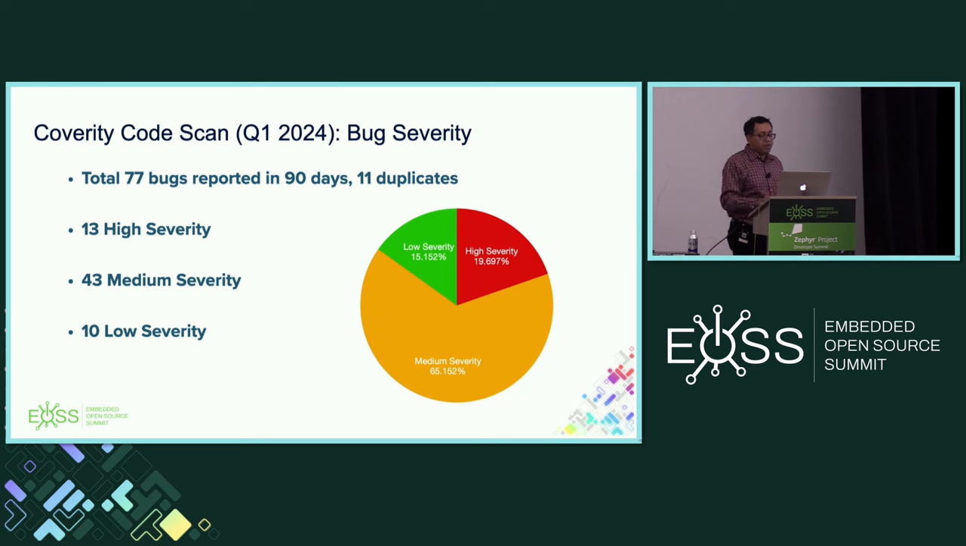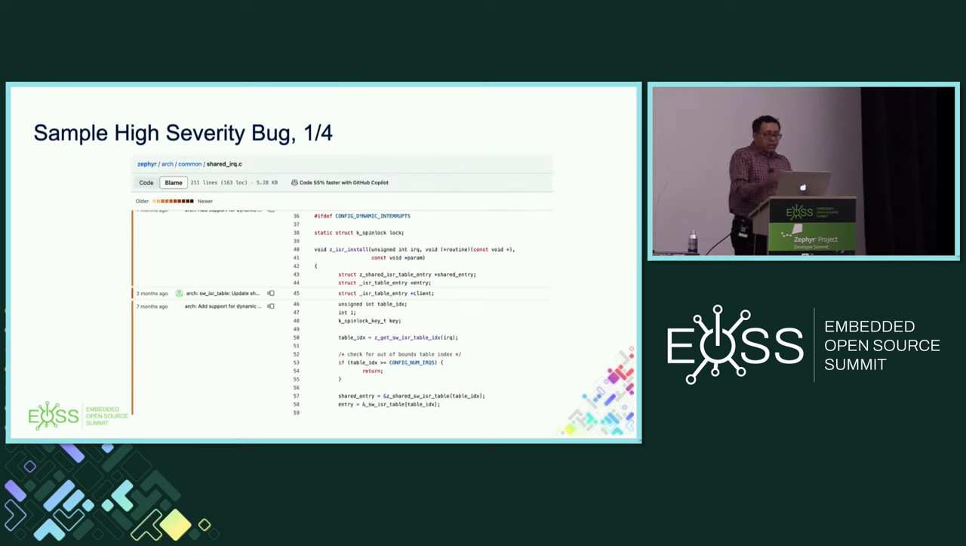But that's what the lay of the land is. So here's a sample of a high severity bug that was reported in Coverity. In this case, there is a comparison that Coverity flagged, and a macro that is being used, CONFIG_NUM_IRQS. A comparison is done between table IDX and CONFIG_NUM_IRQS before we write into the table IDX. So it's important that we do not write beyond the buffer bounds.